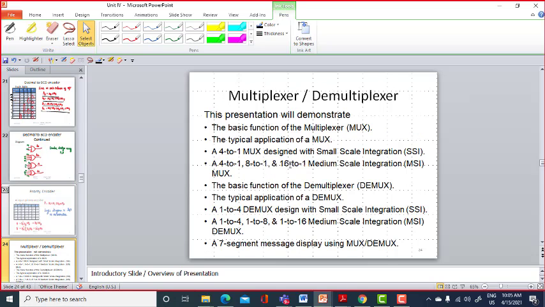Okay. So let me come ahead with the multiplexer. In this presentation we will be covering 4 to 1 multiplexer, 8 to 1 multiplexer, 16 to 1, and again the reverse function of multiplexer is the demultiplexer, and I am going to tell what is the difference between the demultiplexer and the decoder.